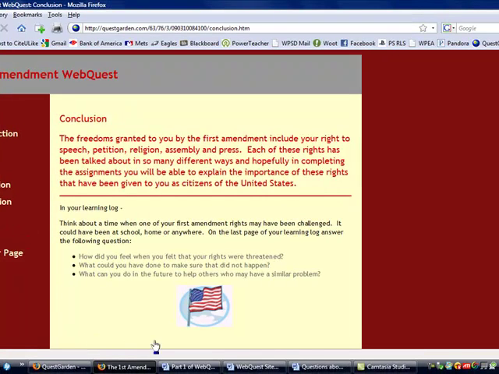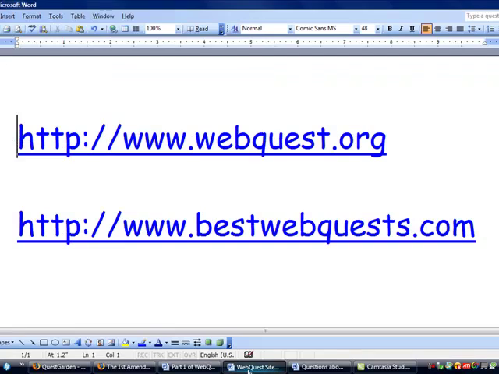At this point today, we would best be served by looking at some WebQuests already completed so that you can play around with what they are and the features that they have. Here are a couple sites that you can visit that will allow you to search for WebQuests to look at.